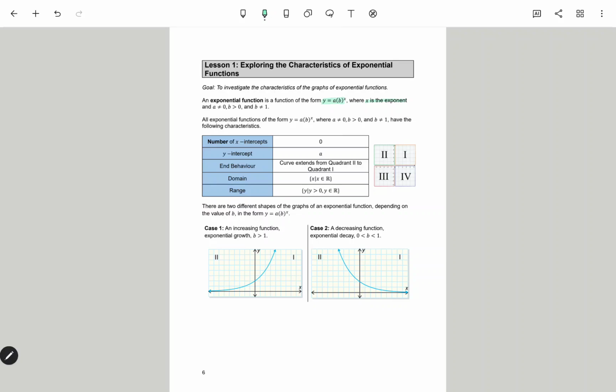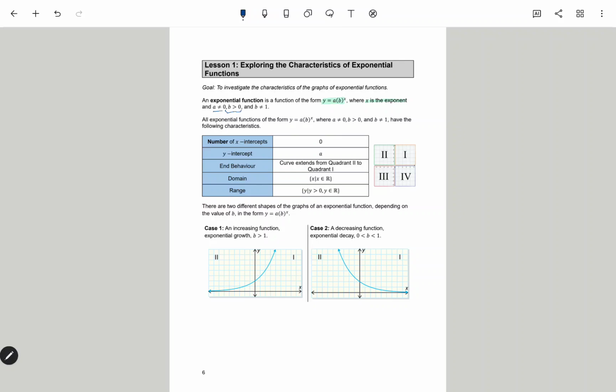We have to have a not equal to 0, mostly because if I times anything by 0, it makes the whole function go away. In 30-2, we just have b being greater than 0. So our b values are always positive. And of course, we don't want b equal to 1, because 1 to the power of anything is 1, and that's just a boring graph to work with.